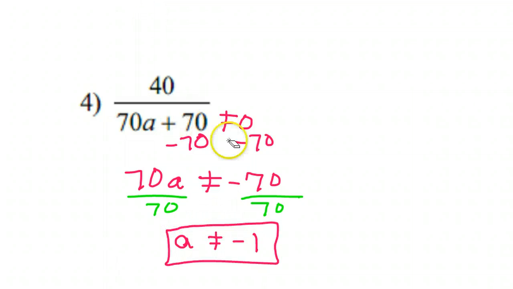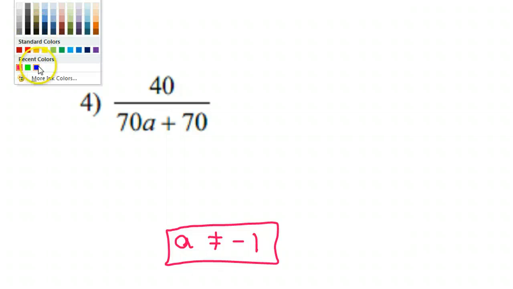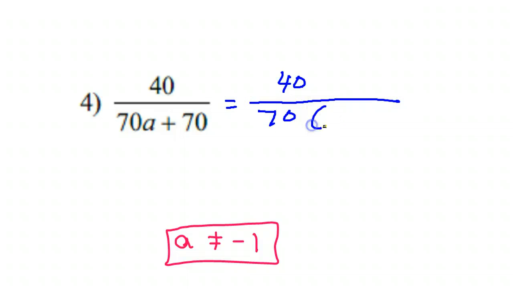Now let's go back and factor. Okay, factor mode. So I've got 40 over 70 factors out. So that's going to be a plus 1, right? Because 70 times a is 70a. 70 times 1 is 70. Distributive property. Now, this will reduce, though.